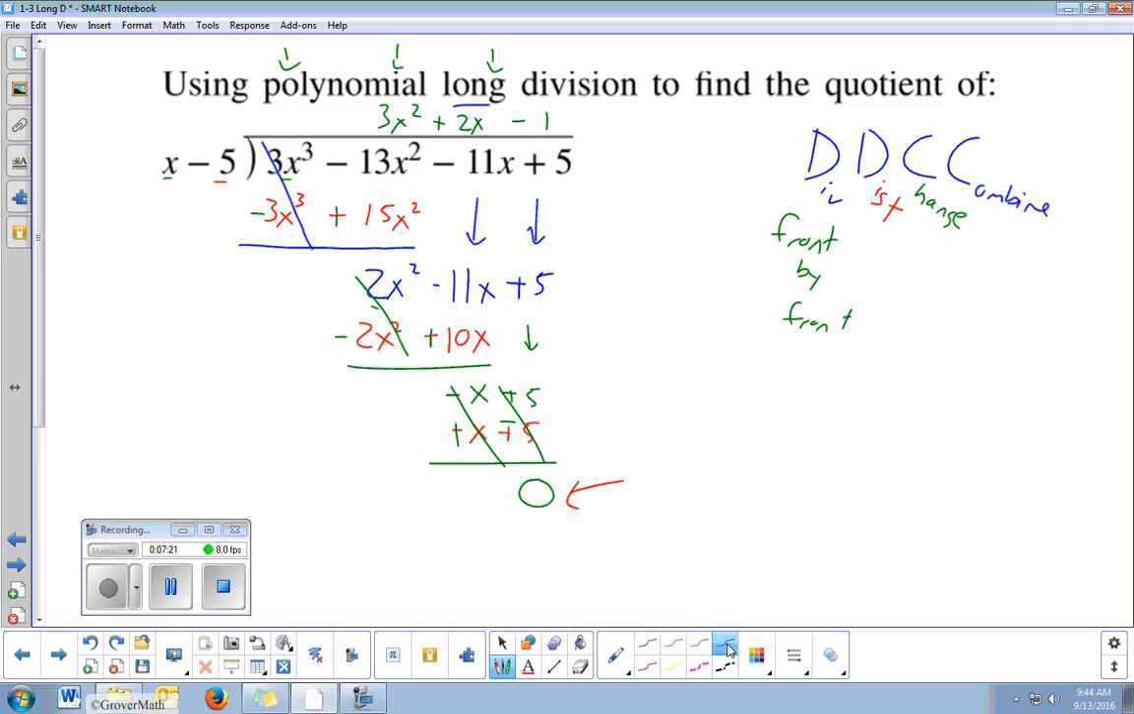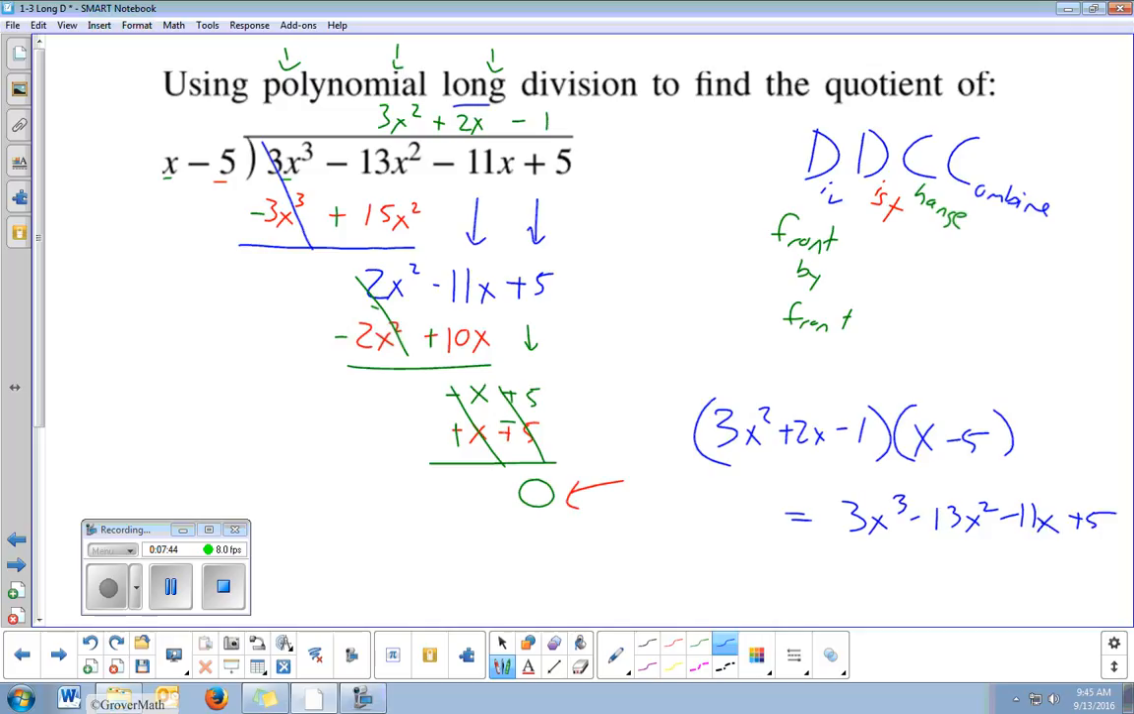And what we could do to check our answer, if we really wanted to, is take the quotient that we got, the 3x squared plus 2x minus 1, and multiply that by the divisor. We should get back to the dividend, 3x cubed minus 13x squared minus 11x plus 5. Now that's a decent amount of work in itself, so I'm not going to show that here, but if you happen to finish a test early and you want to check your work, that's one way to do it. Let me do one more example for you.